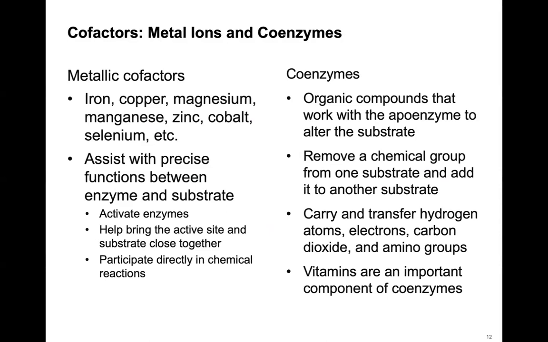Coenzymes are organic compounds that work with the apoenzyme to alter the substrate. They remove a chemical group from one substrate and add it to another substrate. And they carry and transfer hydrogen atoms, electrons, carbon dioxide, and amino groups. Vitamins are an important component of coenzymes.